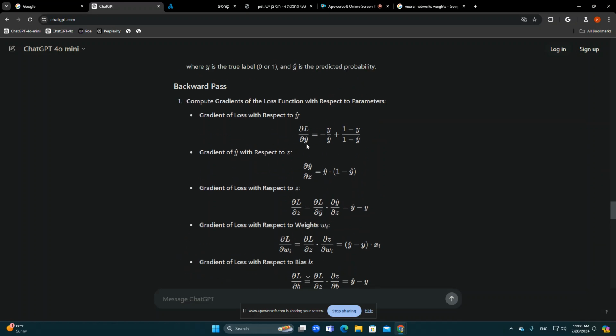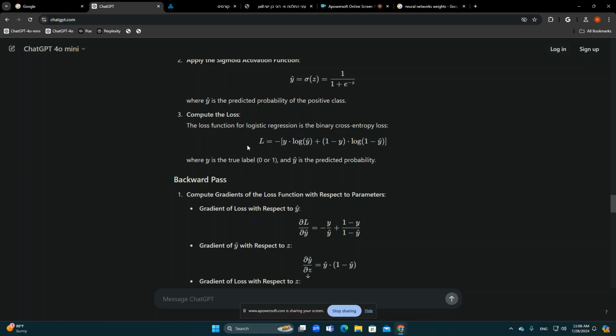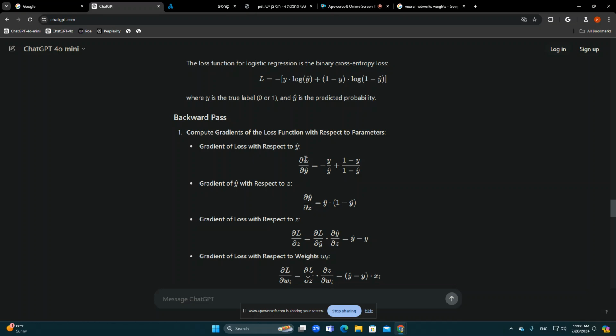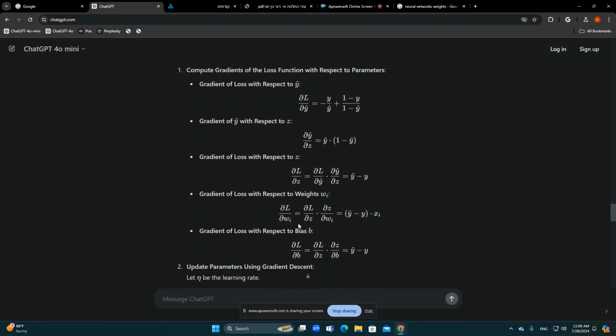So we are using the chain rule here, because, as you can see, I can't directly take the derivative of this with respect to w, since wi is not here. wi is inside z, which is inside y hat. So I need to apply the chain rule: the derivative of L with respect to y hat, the derivative of y hat with respect to z, and the derivative of z with respect to wi. Then I will get the derivative of L with respect to wi. So it's the chain rule.